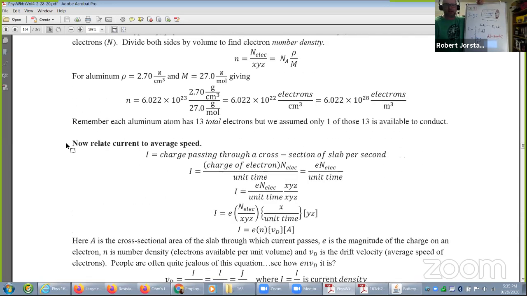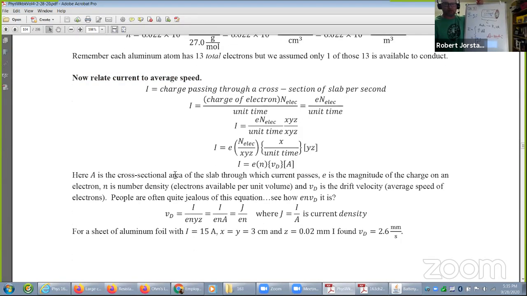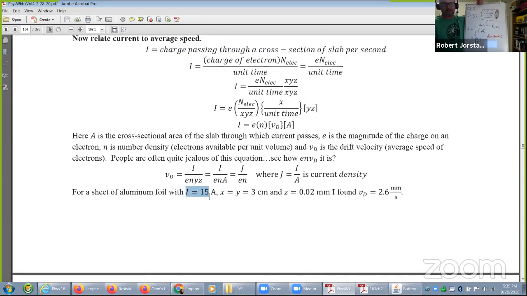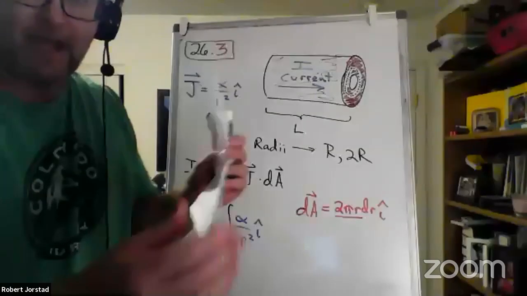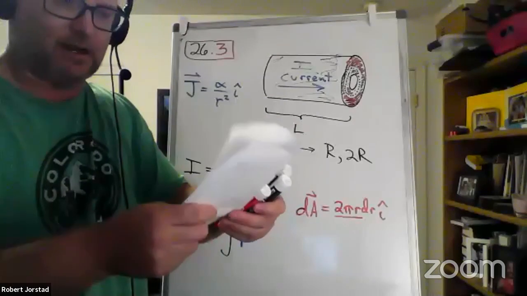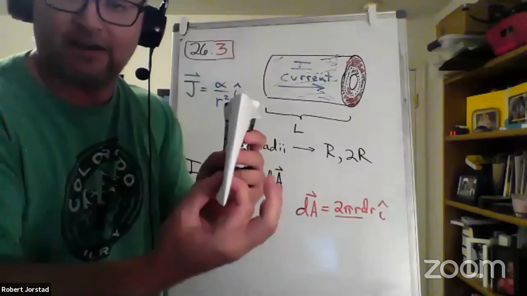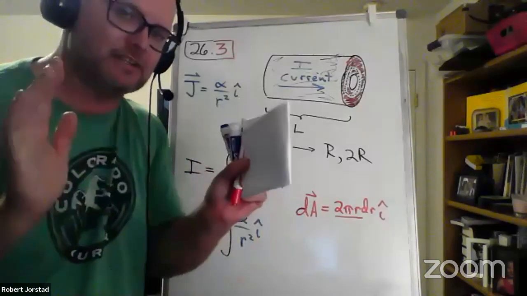It's a worked example, and this is what's really interesting. Let's get down here. Relate current to average speed. If you have a 15 amp current running through a sheet of aluminum foil, imagine this was a sheet of aluminum foil, about 3 centimeters by 3 centimeters or something. It would be a pretty small sheet of aluminum foil, and it would be very thin.